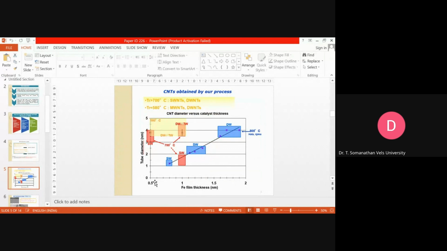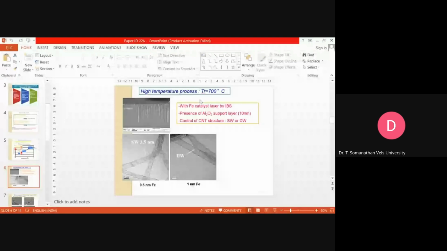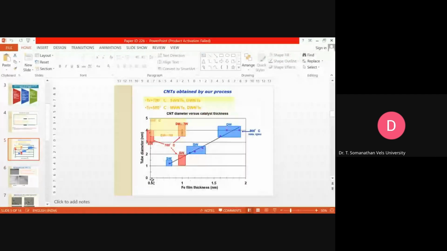When you increase the thickness of a catalyst, 0.5 nanometer, 1 nanometer, or beyond that 1.5 nanometer, the tube diameter also increases. You can clearly see here. So at a temperature of 700 degrees with iron catalyst 0.5 nanometer or 1 nanometer with a supporting layer of 10 nanometer of aluminum, we can get both single-walled as well as double-walled carbon nanotube. So in this condition, with 0.1 to 1 nanometer thickness of a catalyst, we are getting only single-wall or double-walled carbon nanotube.